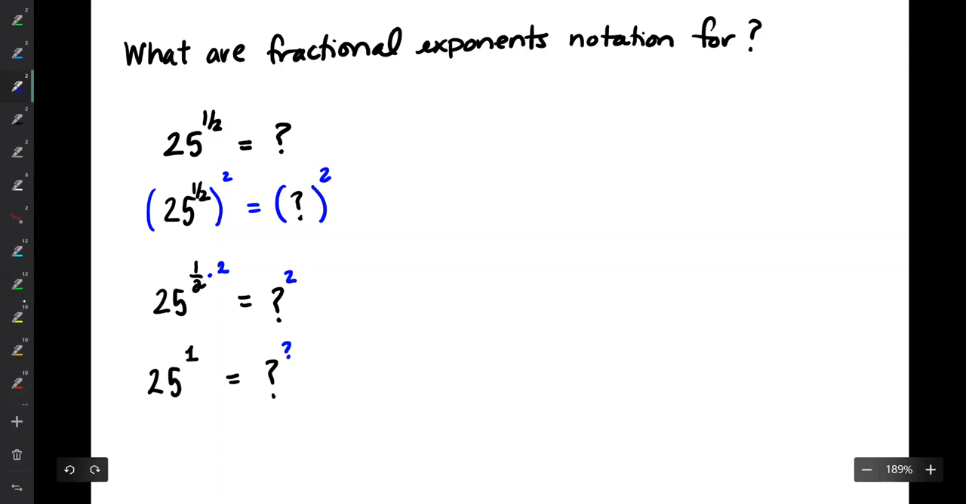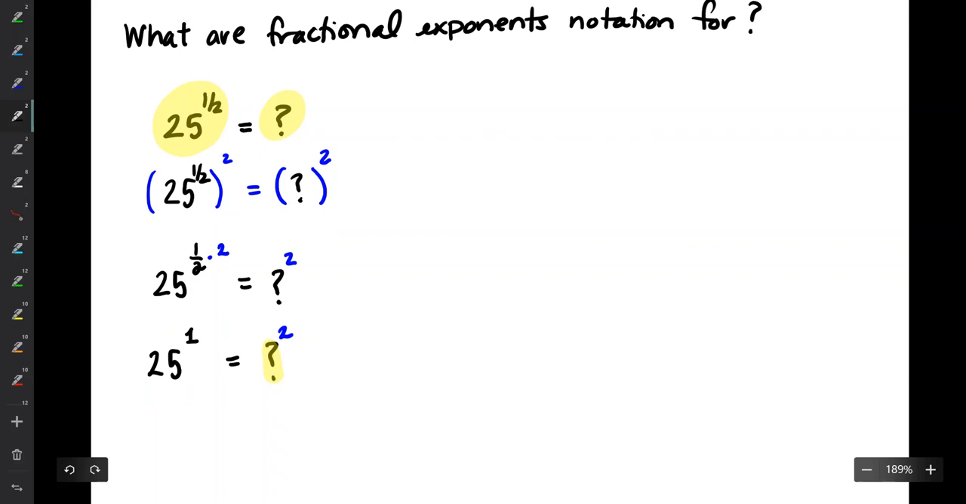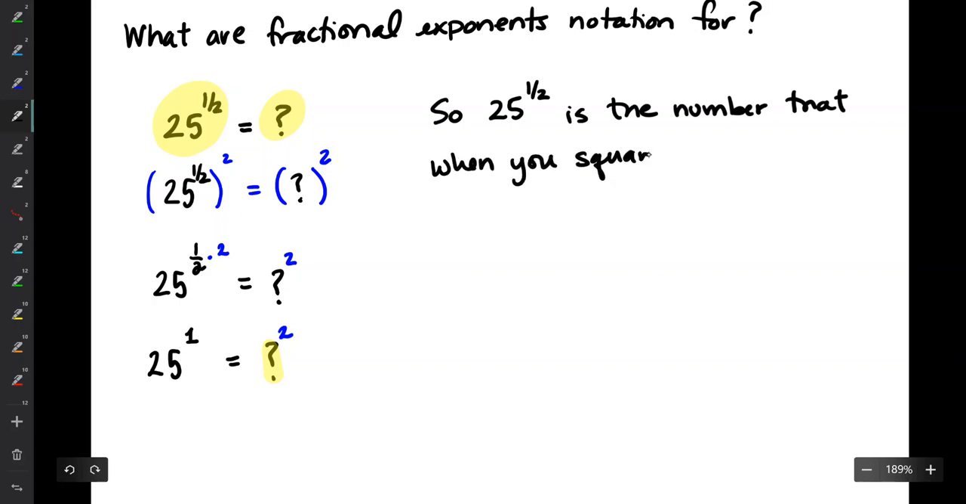So the thing that I'm asked to define, 25 to the 1/2 power, is what? It's the number that when you square it, we get 25. Let's write that sentence. 25 to the 1/2 power is the number that when you square it, you get 25.